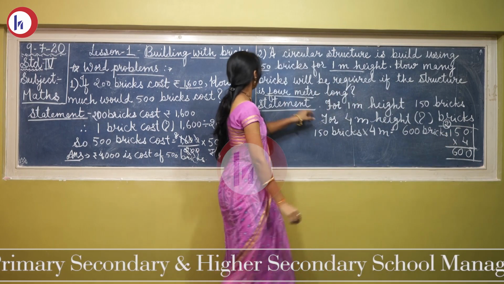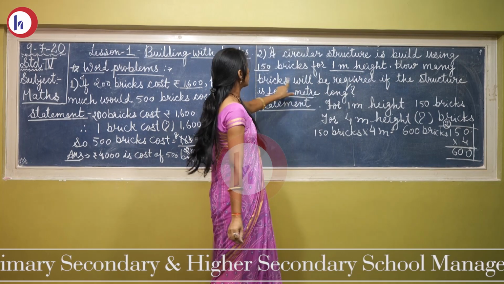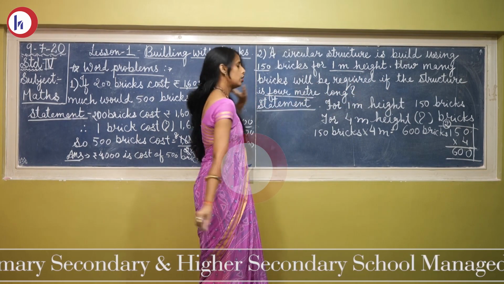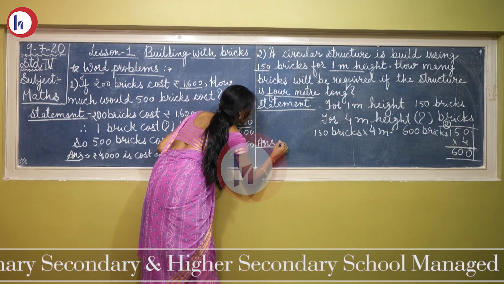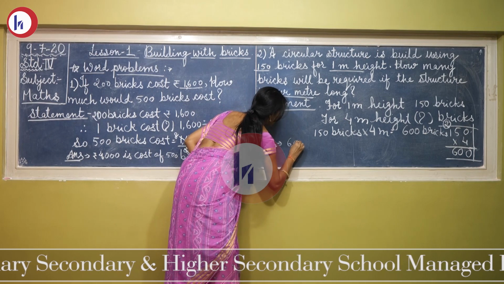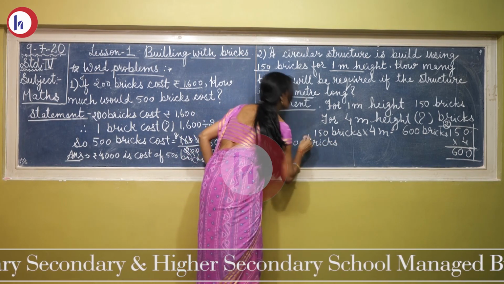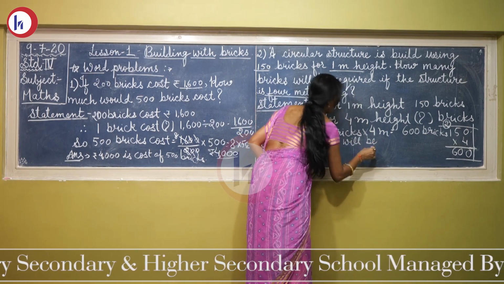Now what is the question? How many bricks will be required if the structure is 4 meters long? So we will write the answer: 600 bricks will be required.